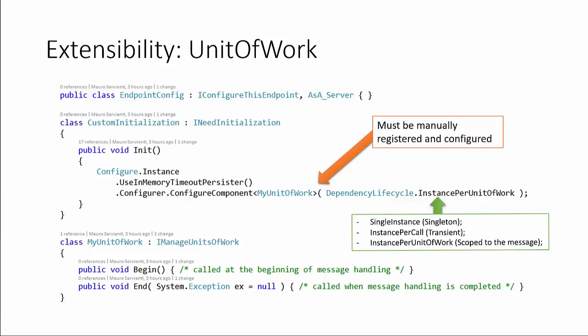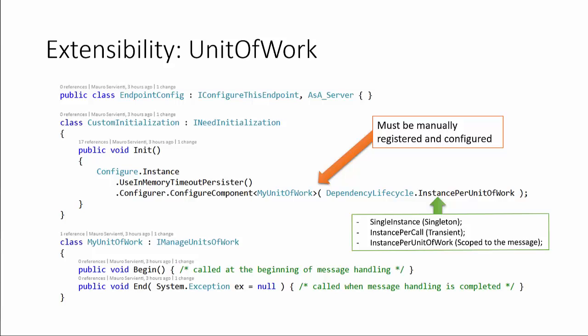And then the last one, which is the most complex but also the most important from the NServiceBus point of view, is the instance per unit of work, or in inversion of control container terminology, it's scoped to the message lifecycle. Basically meaning that a new instance will be created for each received message, and for all the lifetime of the message in that endpoint, the same instance will be returned in the same message context.